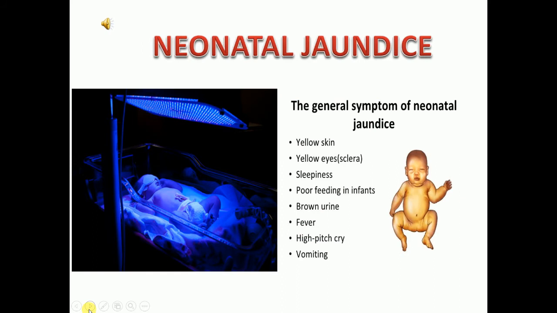Next comes neonatal jaundice. Neonatal jaundice is generally seen in premature infants, and the general symptoms of neonatal jaundice are as follows: yellow skin, yellow eyes, sleepiness, poor feeding in infants, brown urine, fever, high pitched cry and vomiting.